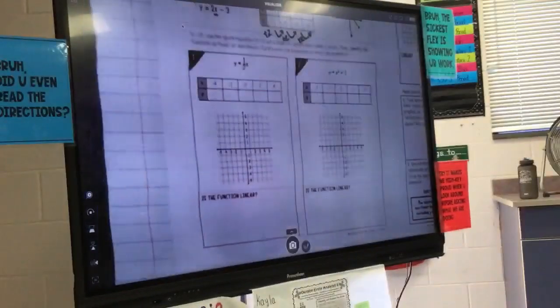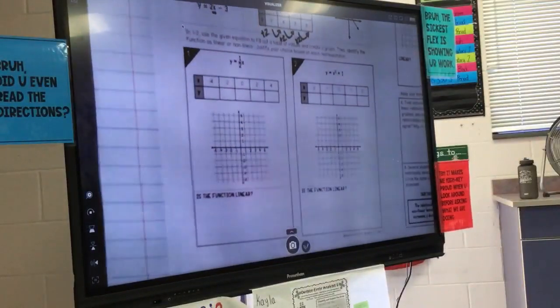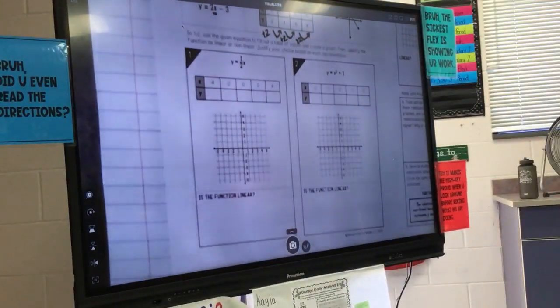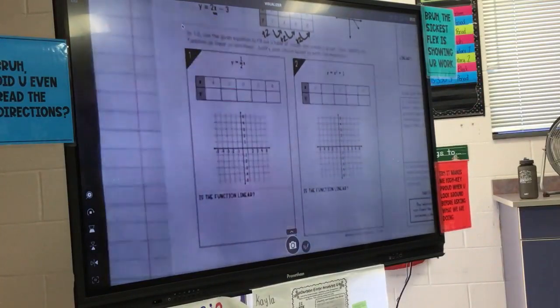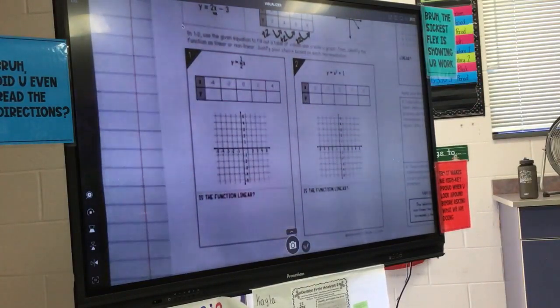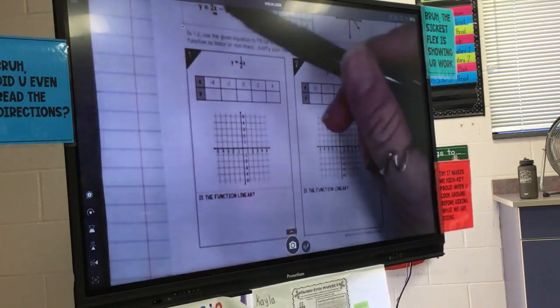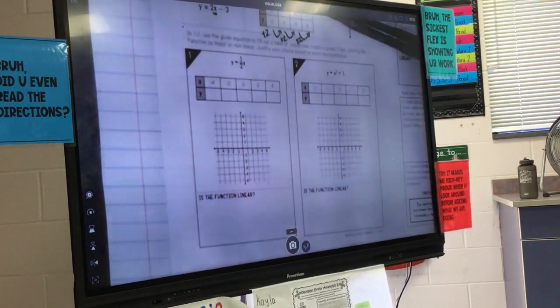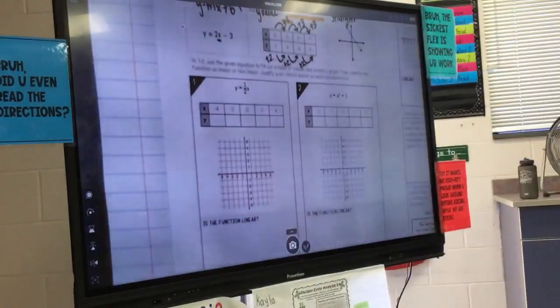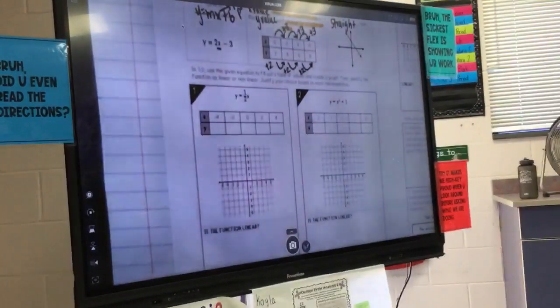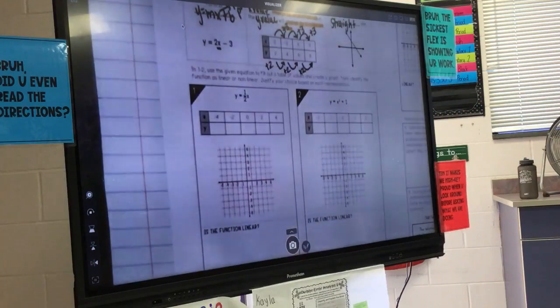All right, so looking at number 1. Our equation is y equals half x. So just by looking at the equation, we're going to do a stand-up, sit-down thing. So stand up if you think that this is linear, by looking at the equation. So look at the examples we just did up here, and then look at our equation. Okay? So stand up if you think yes.